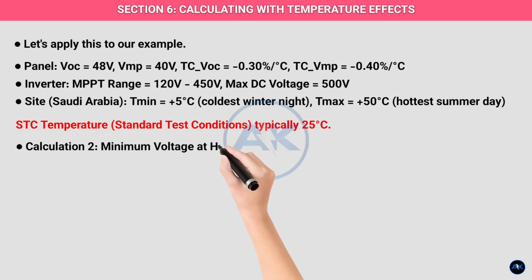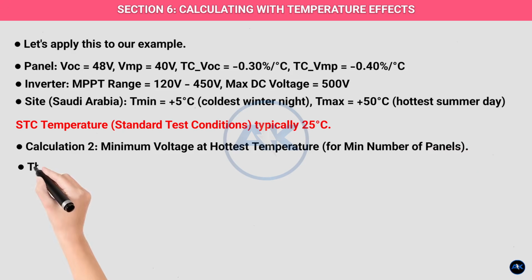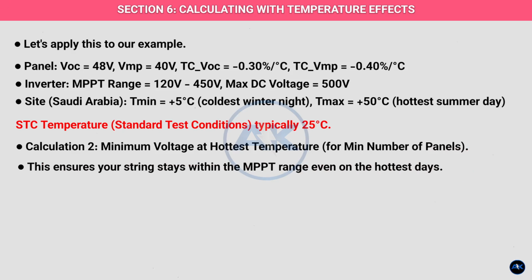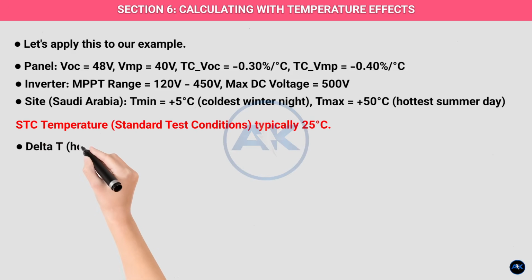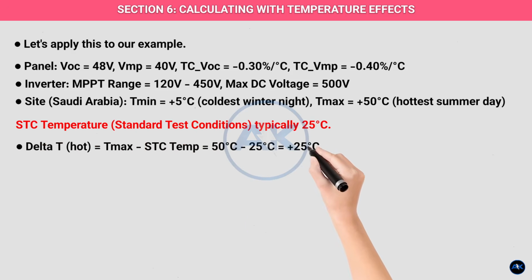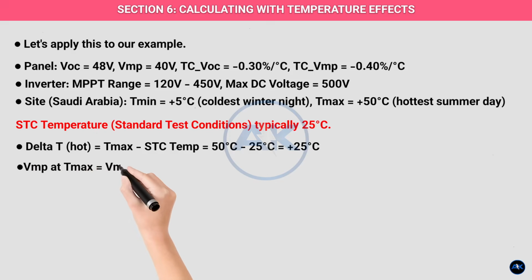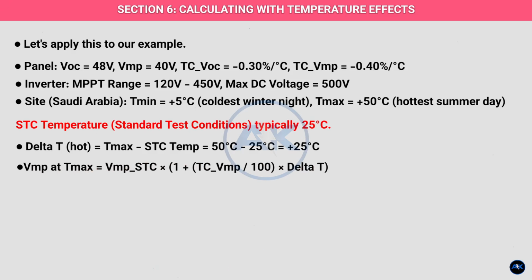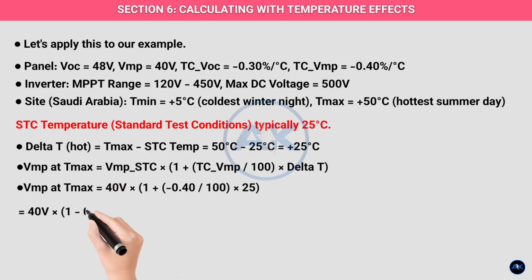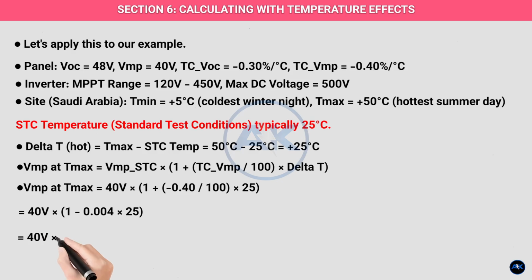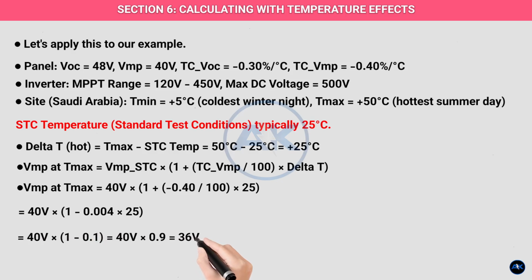Calculation 2: minimum voltage at the hottest temperature for the minimum number of panels. This ensures your string stays within the MPPT range even on the hottest days. Delta T hot equals T max minus STC temp, 50 degrees Celsius minus 25 degrees Celsius equals plus 25 degrees Celsius. VMP at T max equals VMP STC times (1 plus TC VMP over 100 times delta T). 40 volts times (1 minus 0.40 over 100 times 25), which is 0.004 times 25 equals 0.1. 40 V times (1 minus 0.1) equals 40 V times 0.9 equals 36 V.